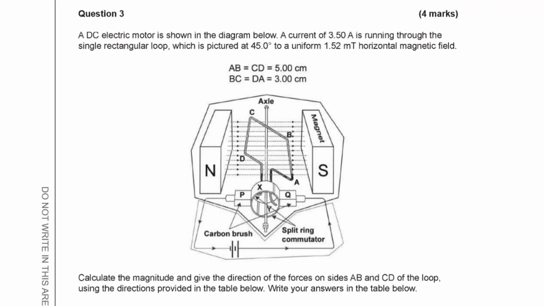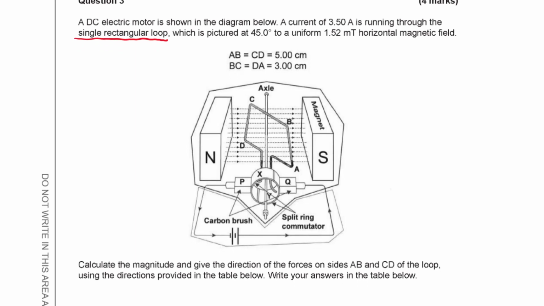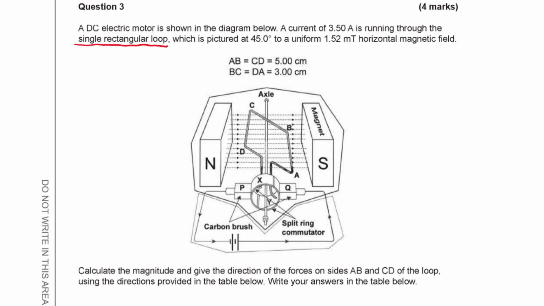So question 3 is a motor question. They've simplified it a fair bit by telling you that it's just going to be a single rectangular loop. They have tried to complicate things by saying that the loop is at an angle of 45 degrees to the magnetic field, but that plays no role in this question. They have made things nice and easy by telling you the current's going from positive to negative, just in case you get that mixed up, which means the current going through the coil will look a bit like this.